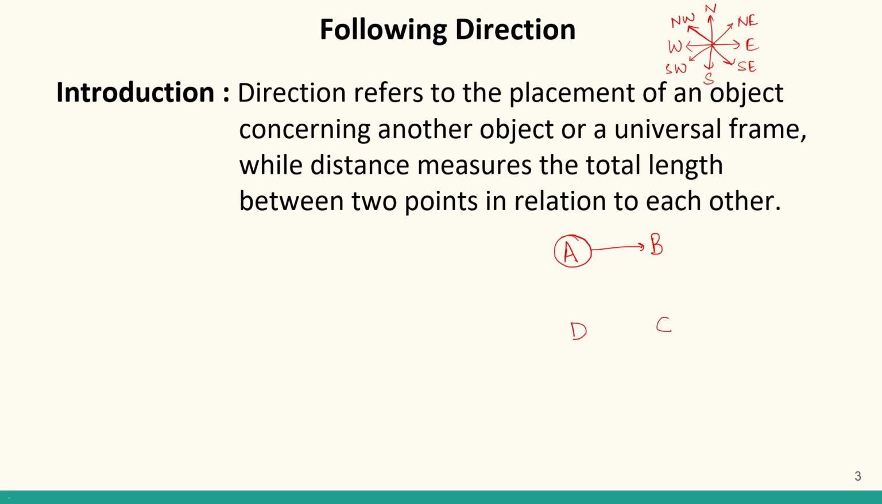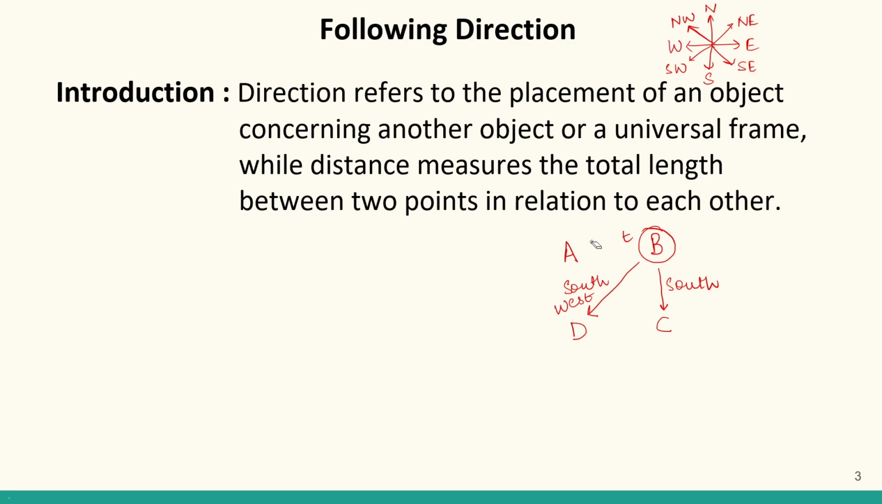From the point of view of A, B is to the east of A. Similarly, D is to the south of A. Similarly, C is to the southeast of A. This concept is clear with respect to A. Now let us change and understand it from the point of view of B. From the point of view of B, A is to the west of B. Similarly, C is to the south of B. Therefore, D is to the southwest of B. This was with respect to B.